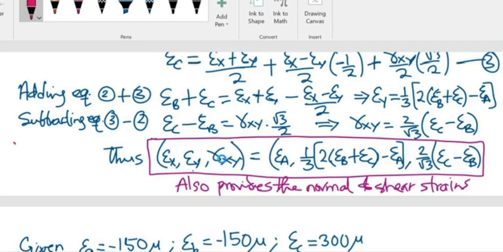Remember, whenever you see EX, it is the same thing as what? EXX. EY is the same thing as what? EYY. They are the normal strains, and then we have the shear strain. The shear strain, we can write as EXY, or we can use this symbol, which is the same thing. So this also provides the normal and the shear strain.